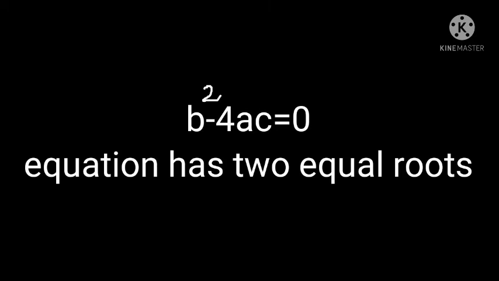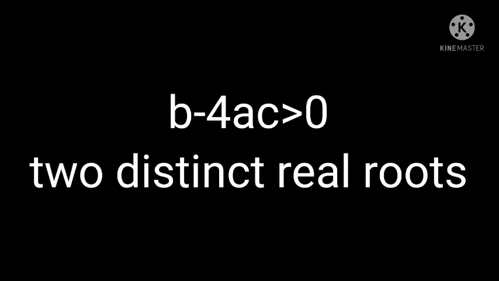Suppose b square minus 4ac equal to 0, that is, discriminant equal to 0. Then we can say that the given quadratic equation has two equal roots. The two roots are equal or same if the discriminant b square minus 4ac is equal to 0. Now, if b square minus 4ac is a positive quantity, meaning greater than 0, then the two roots are real and distinct. Distinct means different.